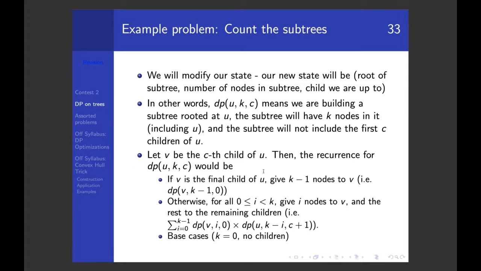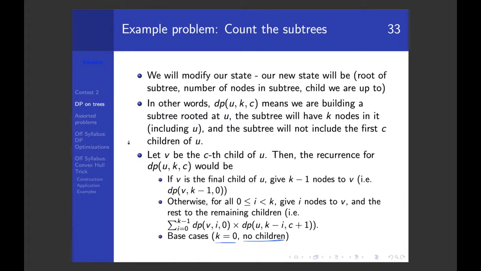And the base cases are k equals 0, that is make a subtree of size 0, or have no children. In that case, if k is 1, then yes, we can do it. If k is 2 or more, we can't do it. Because if we have no children, we obviously can't make a subtree of size bigger than 1. We only have 1 node. These are our base cases.